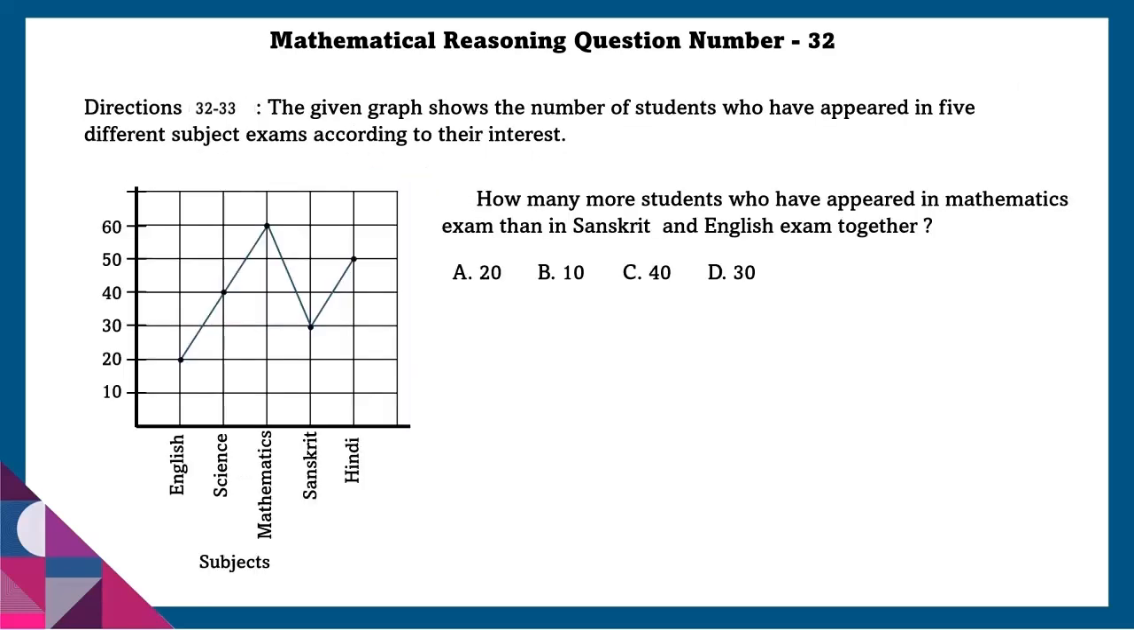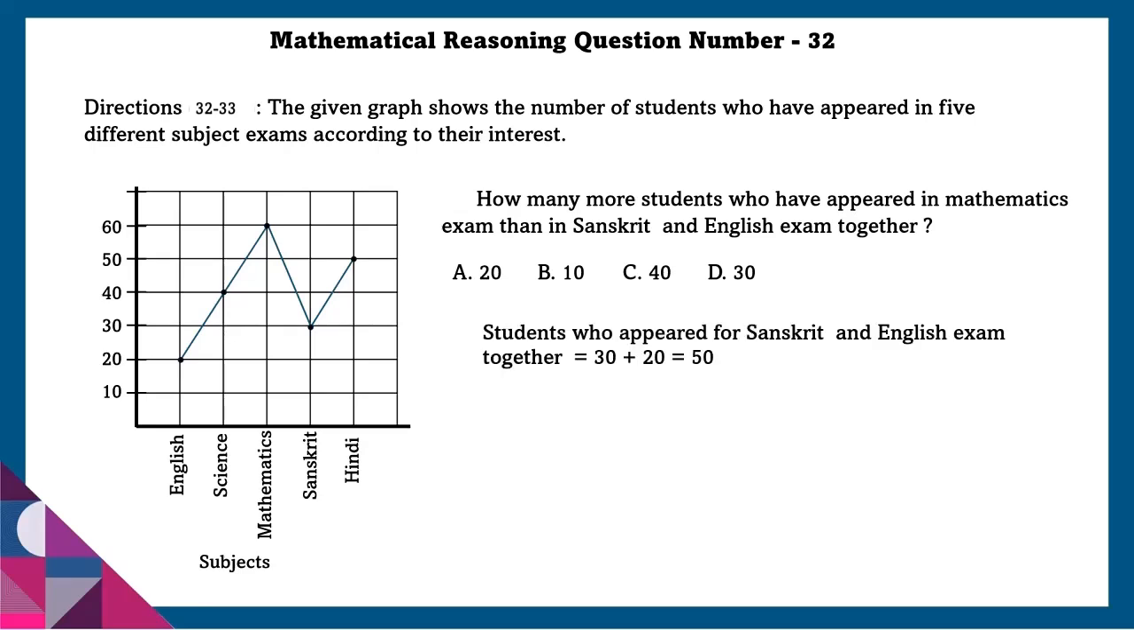Mathematical reasoning question number 32. The given graph shows the number of students who have appeared in 5 different subjects of exams according to their interest. How many more students who have appeared in mathematics exam than in Sanskrit and in English exam together? Students who appeared for Sanskrit and English exam is equal to 50 students. Students appeared for mathematics is 60. So therefore 10 students have appeared more in mathematics.